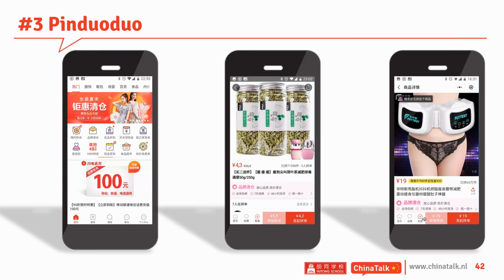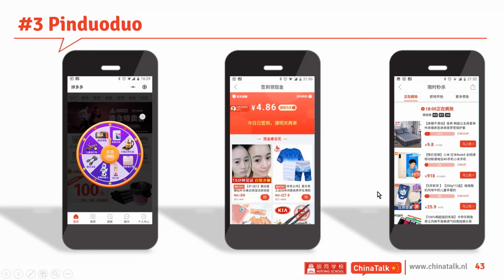So the same with this thing. You normally buy it for 79 renminbi, but if you find a couple of friends, you can buy it for 19 renminbi. So it's a website that stimulates social commerce by sharing these deals on your WeChat. WeChat is the biggest social network in China. On top of this group buying, there is also a lot of functionality within Pinduoduo to make you come back.